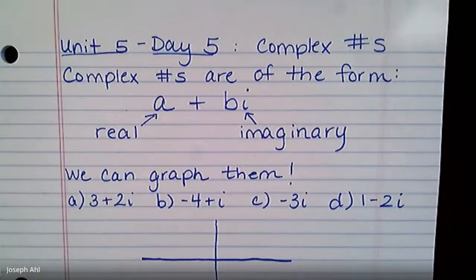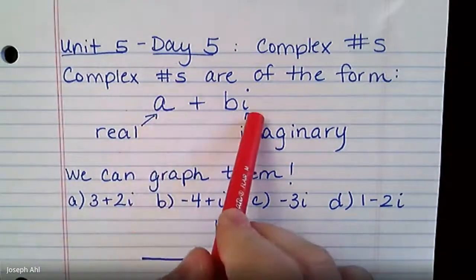Hey, Algebra 2 Honors students, this is going to be our last day of Unit 5, and it's going to be on complex numbers. Complex numbers sound like they're going to be complicated, but they're actually things that we've been working with already. It is a number in the form of a plus bi.